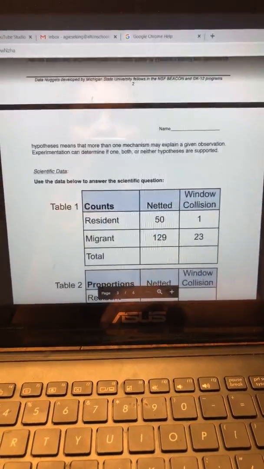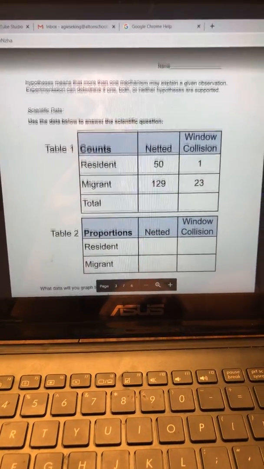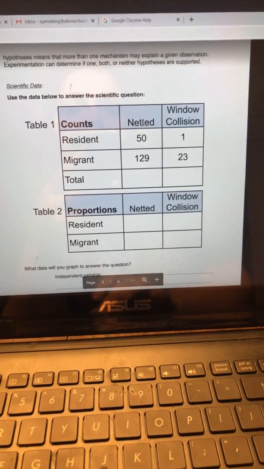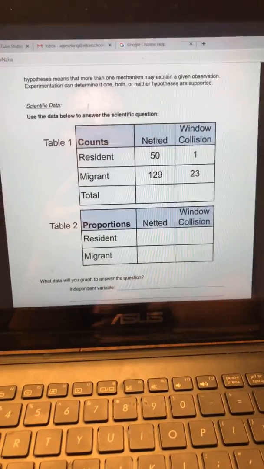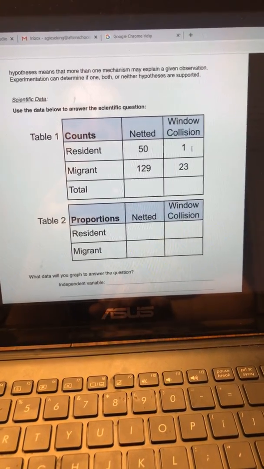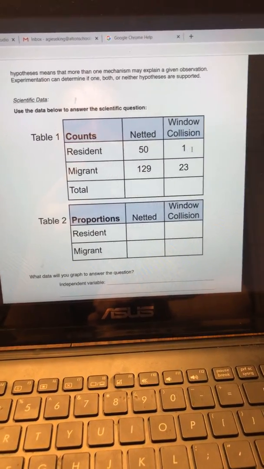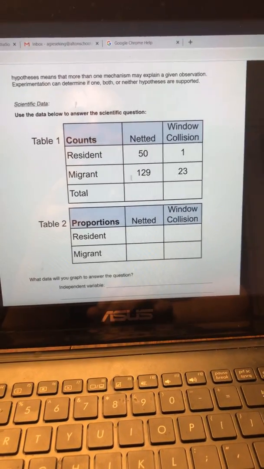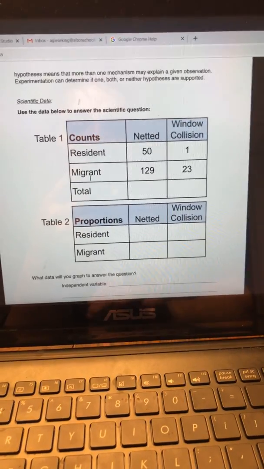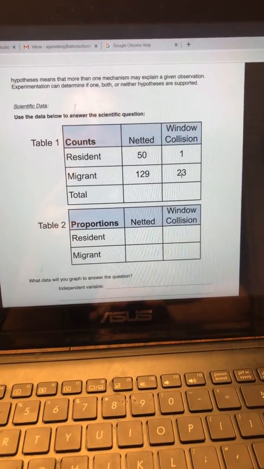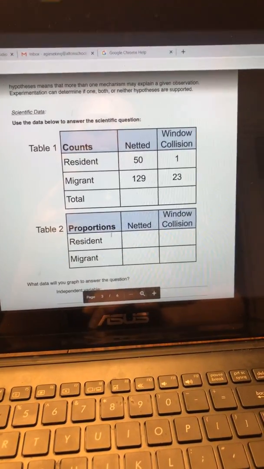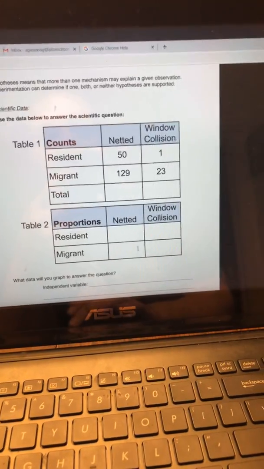All right, scientific data. So this is the data that she found. So she put up nets in front of windows, and she caught 50 residential birds and 1 window collision. That means they hit the window and they fell on the ground and died. Then she had 129 netted migrant birds, and then 23 window collisions. So 23 hit the window and died. Okay. You do not have to fill out anything down here. That doesn't make sense to me.